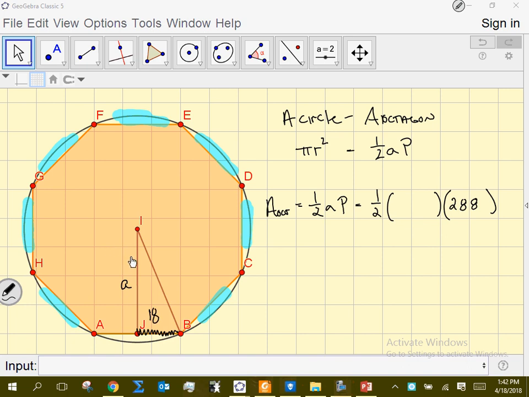Now, I also need this angle here. And that angle, if you remember, we talked about as always being 360 divided by 2n. In this case, 2n would be 16, n being the number of sides of the polygon. That's 22.5. So that angle is 22.5 degrees.